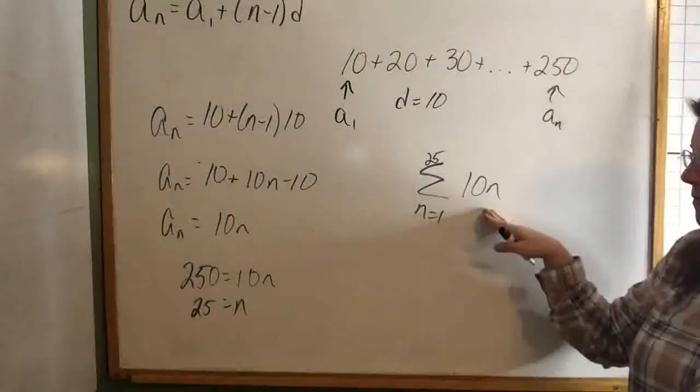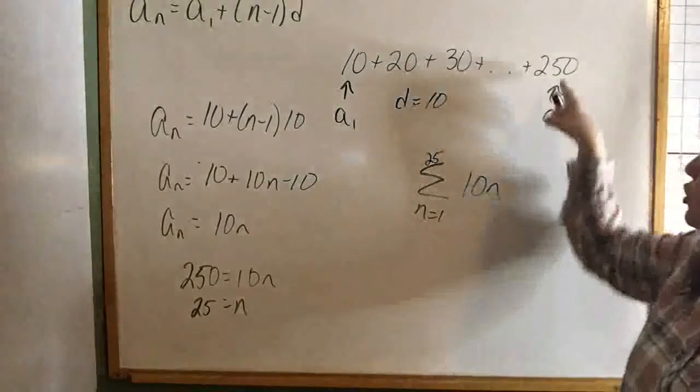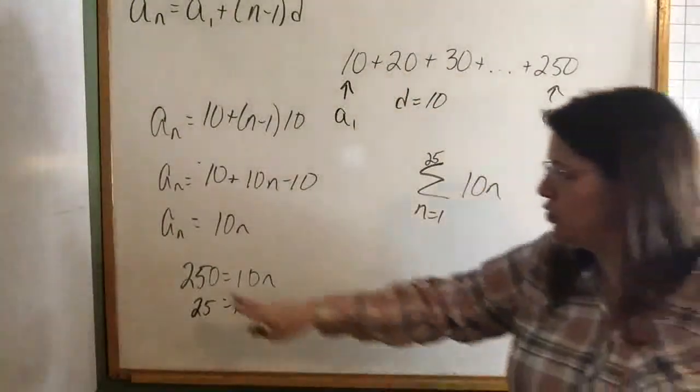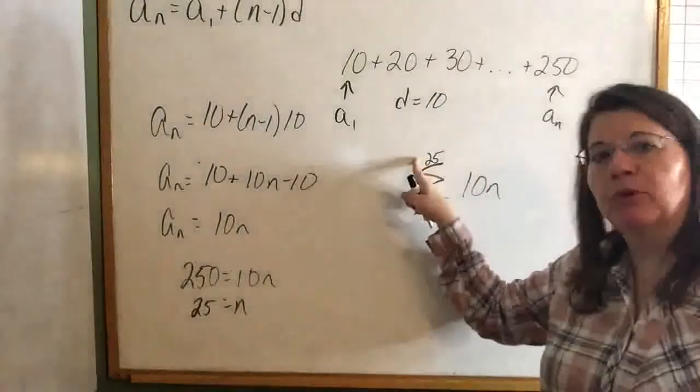10n then goes here, and then I need to set my a sub n formula equal to my last term. So 250 equals 10n, so n is 25, giving me the top number for my series.